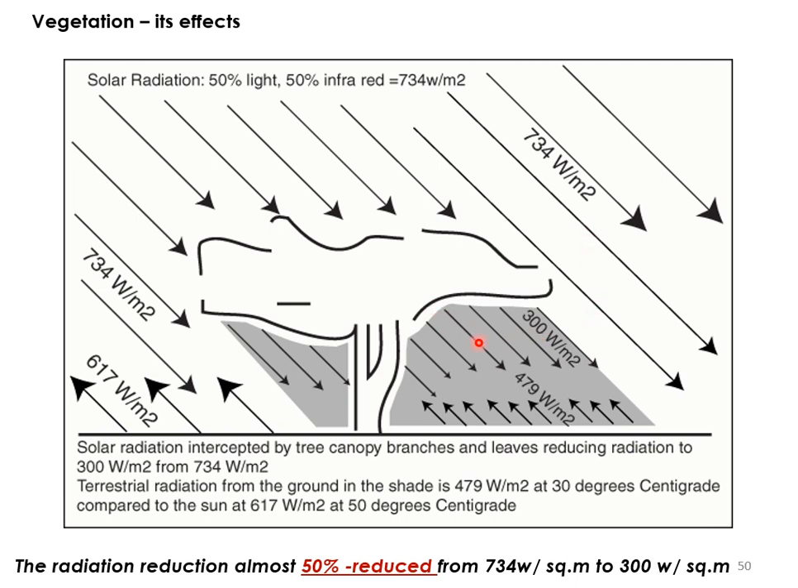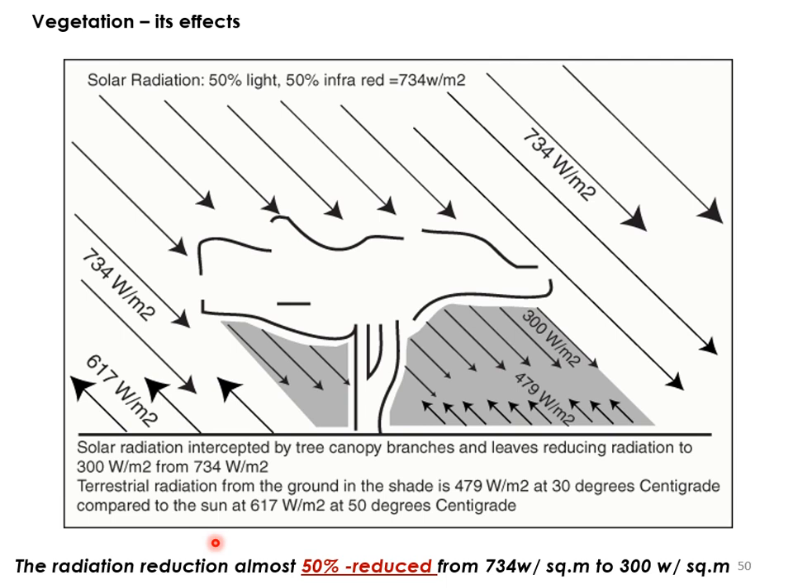So if it's under the tree, the tree itself is absorbing a lot of it and trying to reduce a lot of heat, and it is giving only half of it, almost 300 watts per meter squared. And whatever is on the ground tries to reflect back, and it becomes 479 watts per meter squared. Whereas if it's a plain, unshaded ground, it tries to re-radiate back, and it is almost 617 watts per meter squared. So the radiation reduction is almost 50% from a tree.